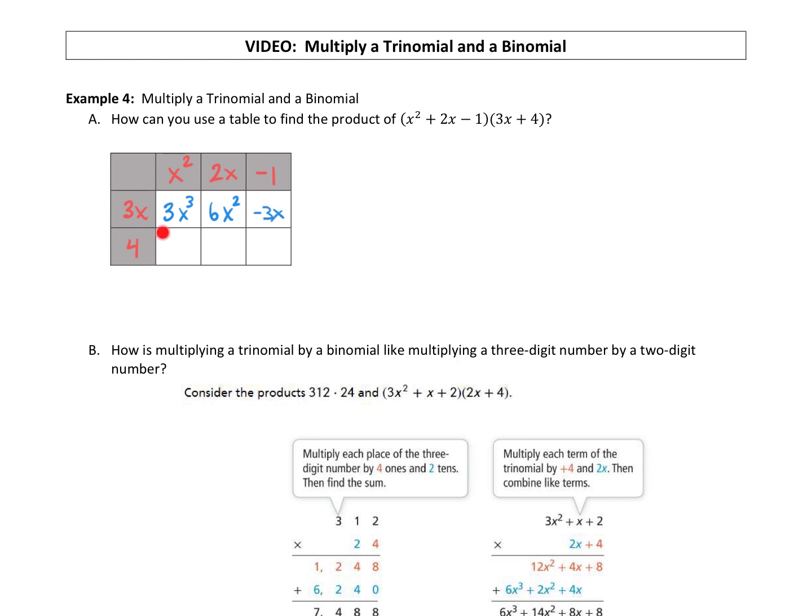All right, bottom row, we've got an x squared times 4, 4x squared. We have a 2x times 4, 8x. And then we have a negative 1 times 4, negative 4. All right, so all of these terms that we filled in the boxes are the terms of our answer. So we have a 3x cubed. We can combine answers as we go along. So the 3x cubed, there were no other like terms, so that one stayed the same.